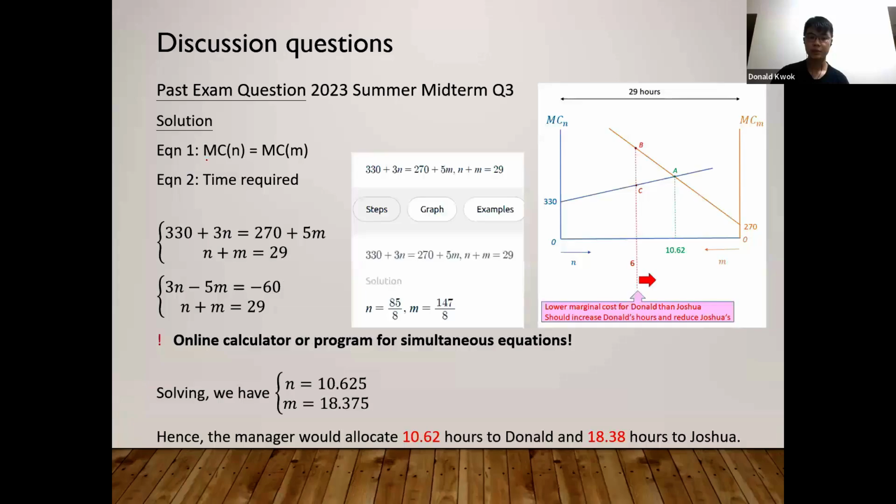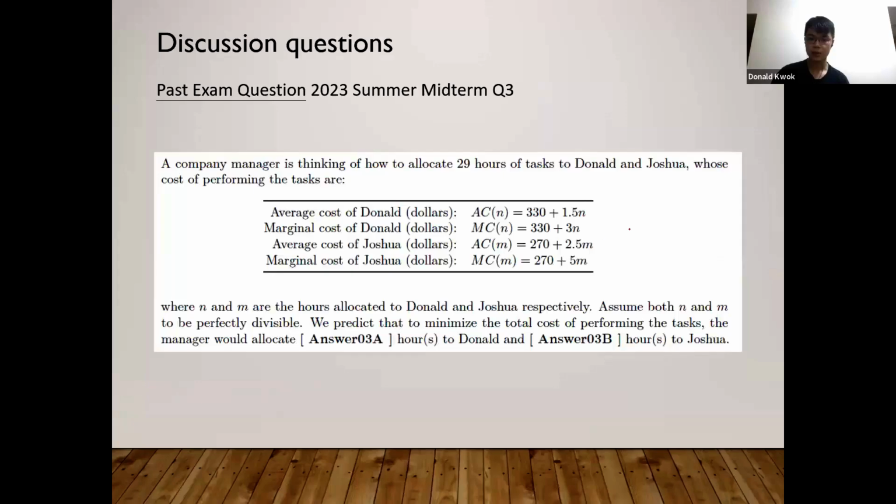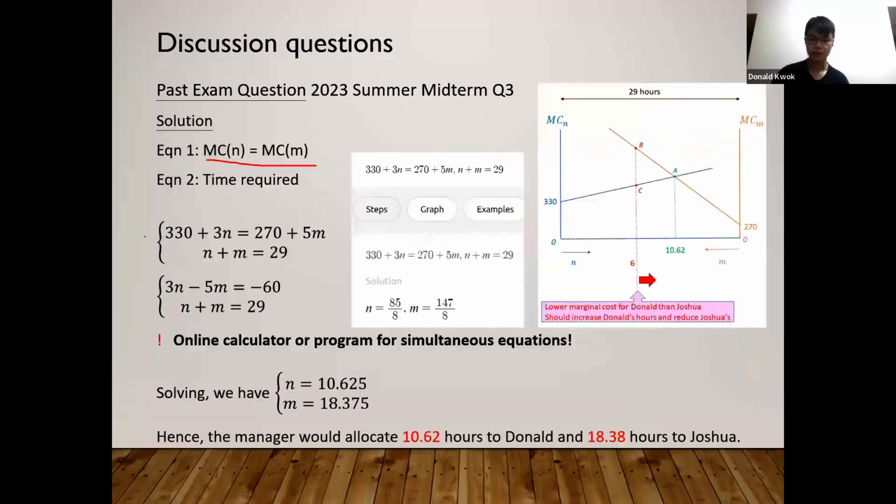The logic is similar. If MCN happens to be smaller than MCM, then the company manager should allocate a little bit more time for Donald to work on and a little bit less time to Joshua to work on. And in that case, the total cost will be reduced. Okay, so at the optimal point, we will have MCN equals to MCM. So we just equate these two marginal costs to have this equation here.